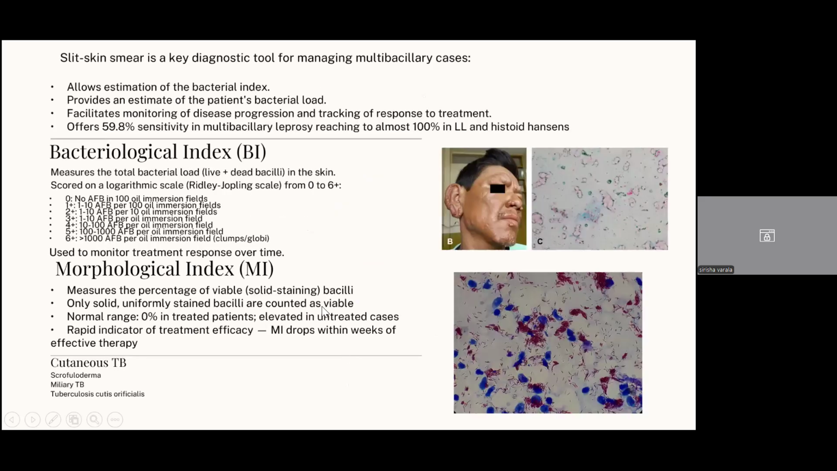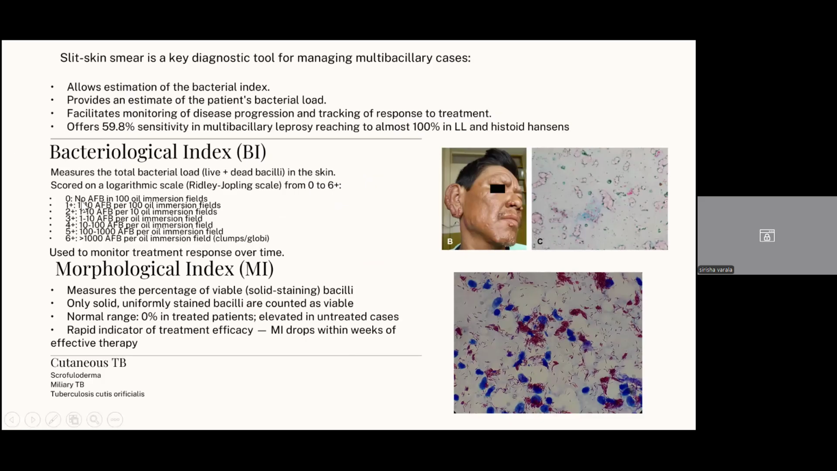So what do we see? The AFB will appear like this. Pink color rods, and they can be individual bacilli or grouped like this. These are called as globi. So in cases like lepromatous leprosy and histoid Hansen's, the sensitivity is almost 100%. So slit skin smear allows us in estimating the bacterial index so that we know the patient's bacterial load, which helps in monitoring the disease progression and also tracking the response to treatment.